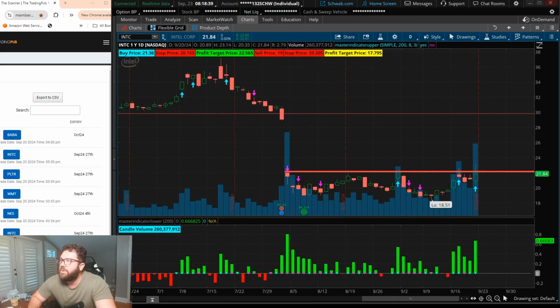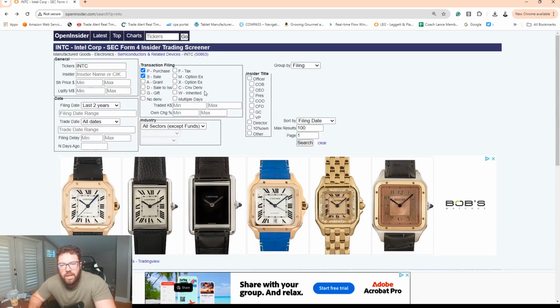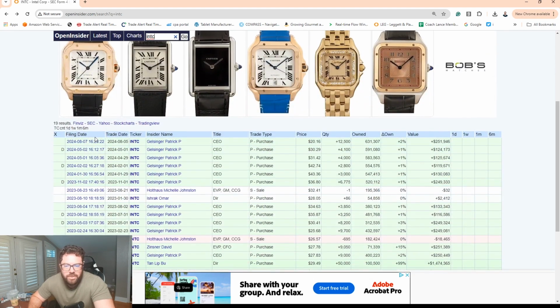What I like doing is going on a website like openinsider.com. I have no affiliation with this website. I'll type in Intel, and you can see I've been looking at Bob's watches, not Cartier's. I'm a Rolex man. All you have to do is type in Intel up top, INTC, and click go or enter. Now I can see the insider buying. Patrick, the CEO, bought stock on 8.5, so that's pretty recently, about $250,000, and then some more purchases over the past, really about 2 years, it looks like.